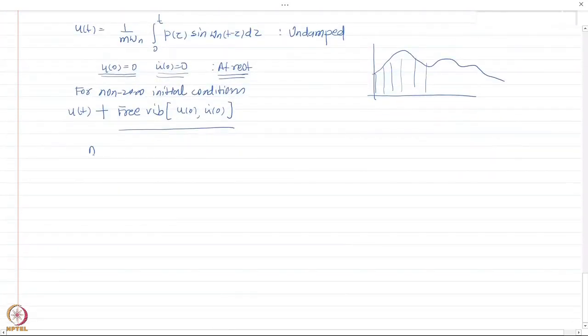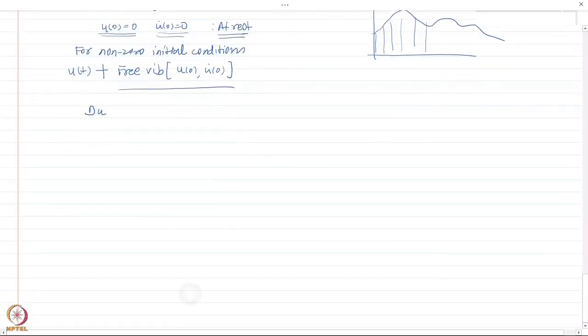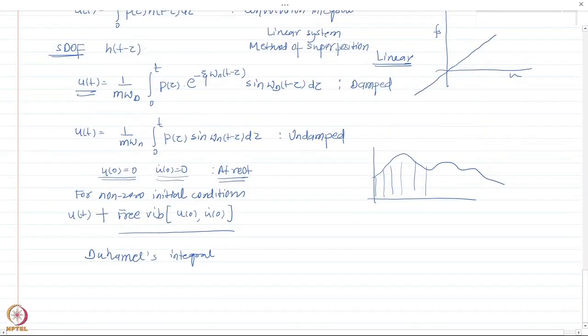I am just giving you some terminology here so that when you see it, you remember: this is called Duhamel's integral, a special case of the convolution integral. What we are trying to do here is handle arbitrary excitation that is not periodic or harmonic. We obtained the analytical expression for u of t for periodic and harmonic loading, but it is not so simple for an arbitrary varying function.